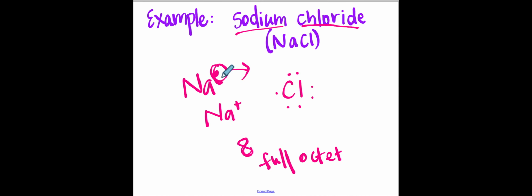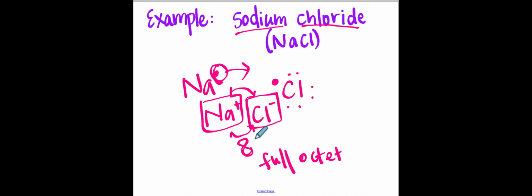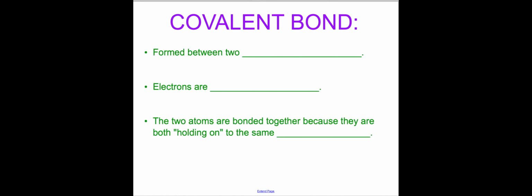Chlorine over here has 7 valence electrons and would like to have 8. So it's going to be good for chlorine to gain an electron. So chlorine gets 1 extra electron. Again, because that electron is negative, chlorine is going to have a negative charge. So sodium has a +1, chlorine has a -1, and what's going to happen is they are going to be held together by the opposite charges. Sodium's positive charge and chlorine's negative charge. And this is what is called an ionic bond.